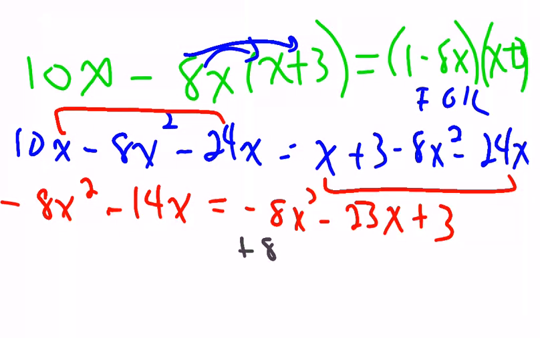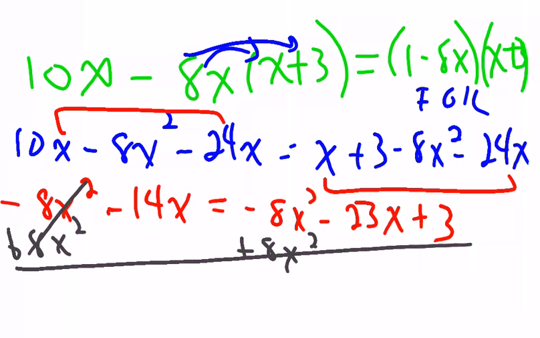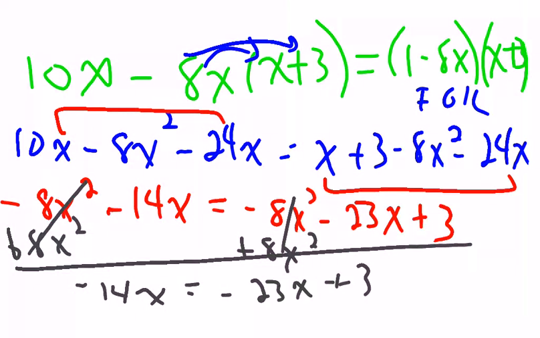So if I add 8x squared to both sides, that becomes 0. So I have negative 14x on the left. That becomes 0. I have negative 23x plus 3. So then if I add 23x to both sides, running out of room a little bit.